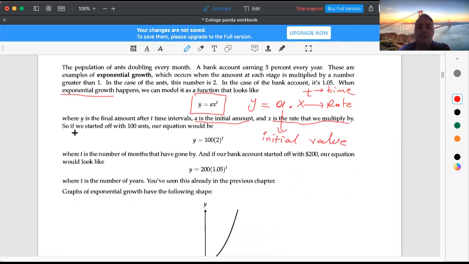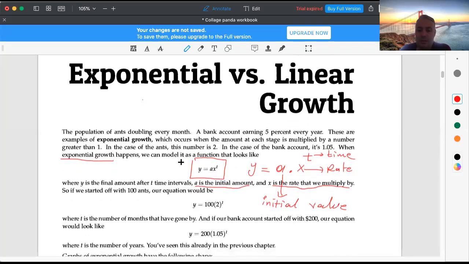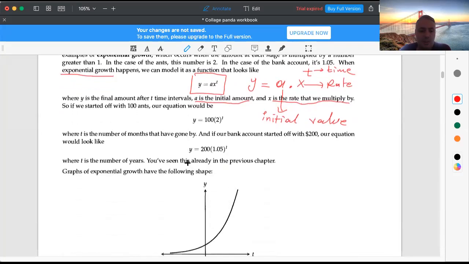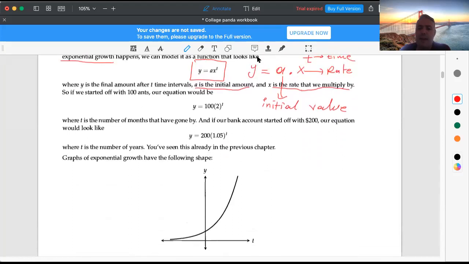Now, so we started off with 100 ants. Our equation will be 100 times 2 to the power of t. In the case of the ants, this number is 2. Let's pass this and go to the bank account.